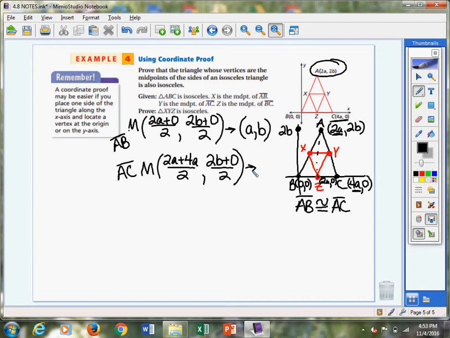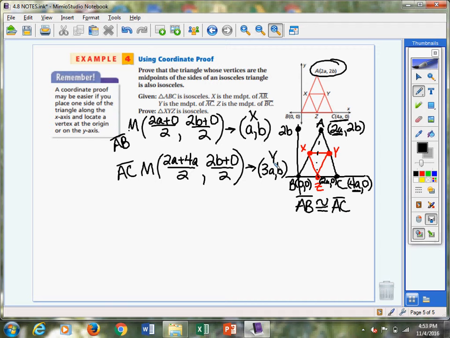2A plus 4A is 6A. 6A divided by 2 is 3A. 2B plus 0 is 2B. 2B divided by 2 is B. So that's the actual name of that midpoint, Y. So this is X, this is Y, and we already know Z is 2A, 0.